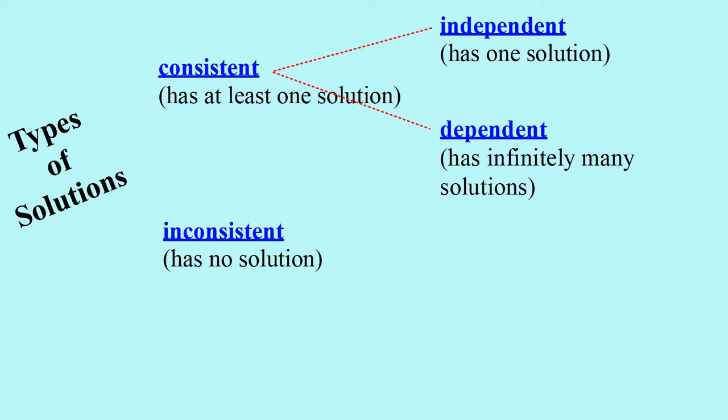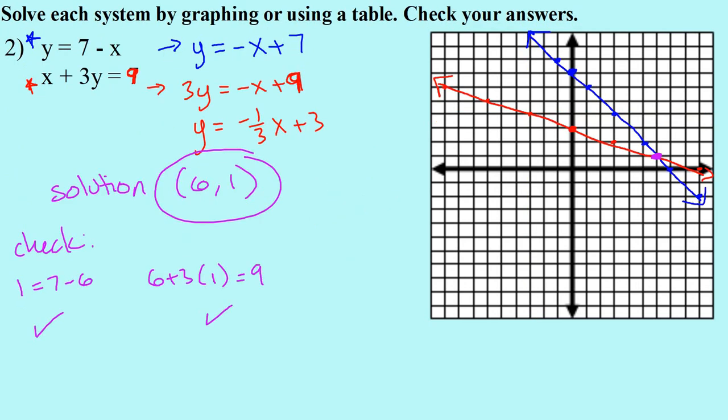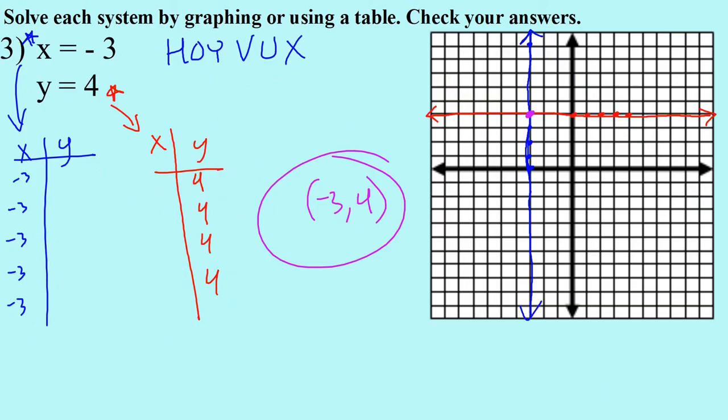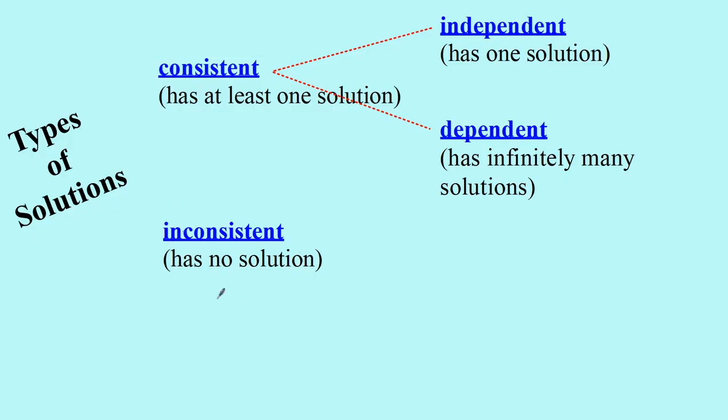Okay, so vocab. Just because those fancy SAT and standardized tests, they love vocab. You can either be consistent or inconsistent. Inconsistent has no solution. Consistent has at least one solution. Think about what we've been doing here. We've been graphing lines and finding their point of intersection. So how can I have two lines that don't have a solution?